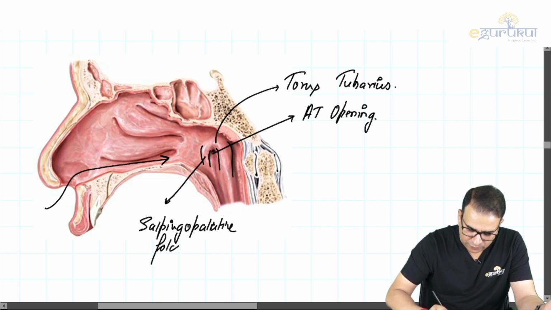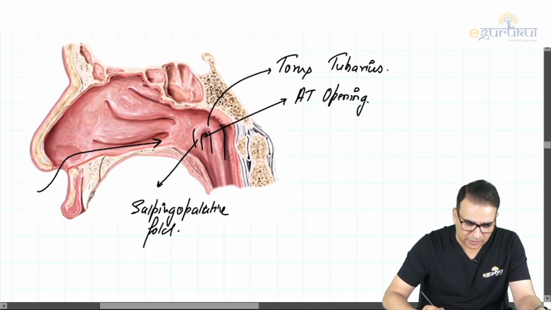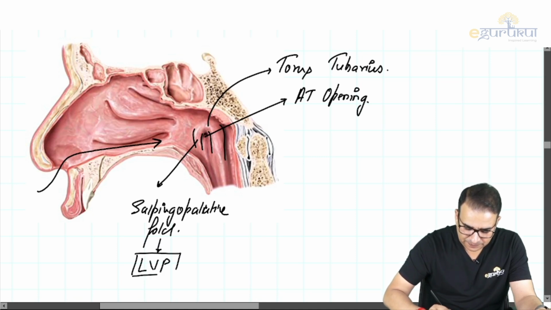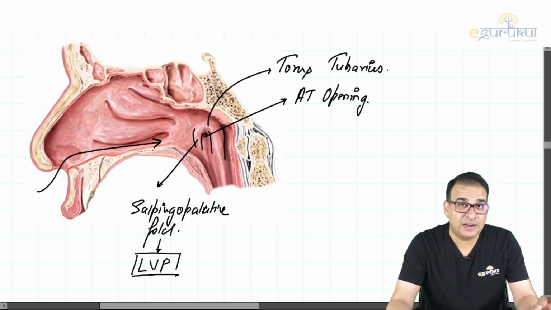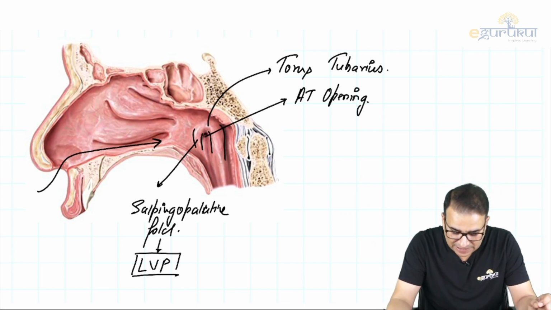This mucosal fold, the salpingo-palatine fold, is basically holding what muscle? Levator veli palatini muscle inside. If you remove the mucosa over there, you'll find a muscle deep to it. That muscle is the levator veli palatini. Levator veli palatini. Remember that.